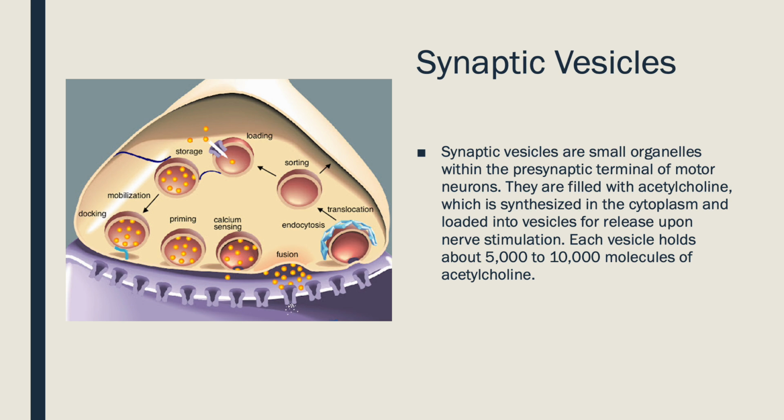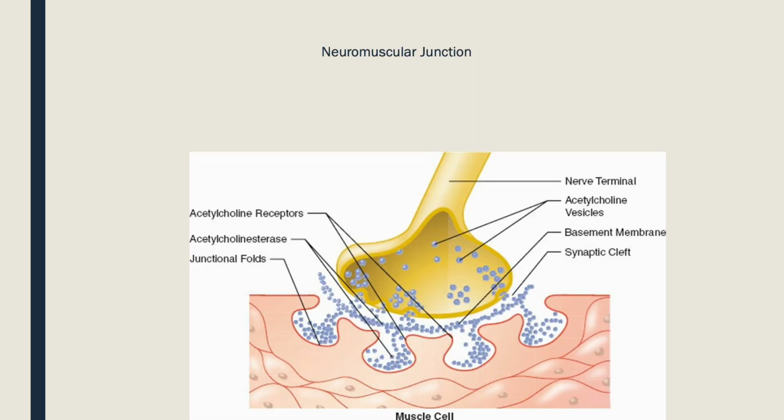So synaptic vesicles store and release acetylcholine upon stimulation by an action potential. Calcium influx is critical for that vesicle fusion with the presynaptic membrane, and these vesicles are recycled after that acetylcholine is released through a process called endocytosis. Now let's look at this neuromuscular junction a little closer.